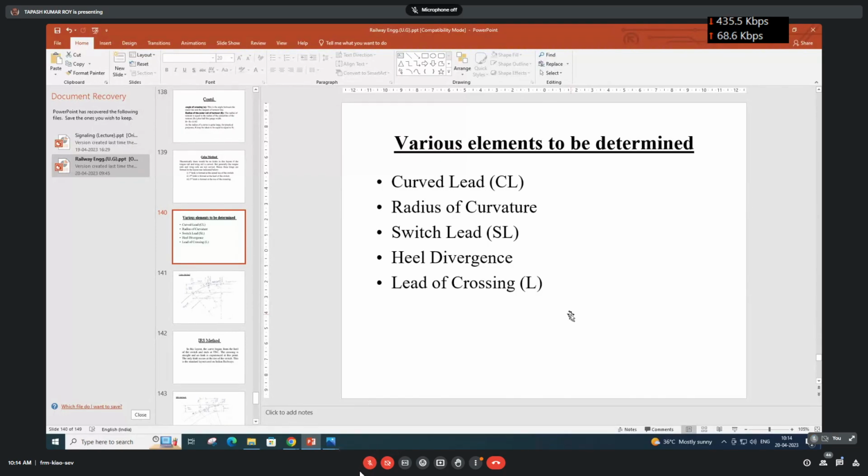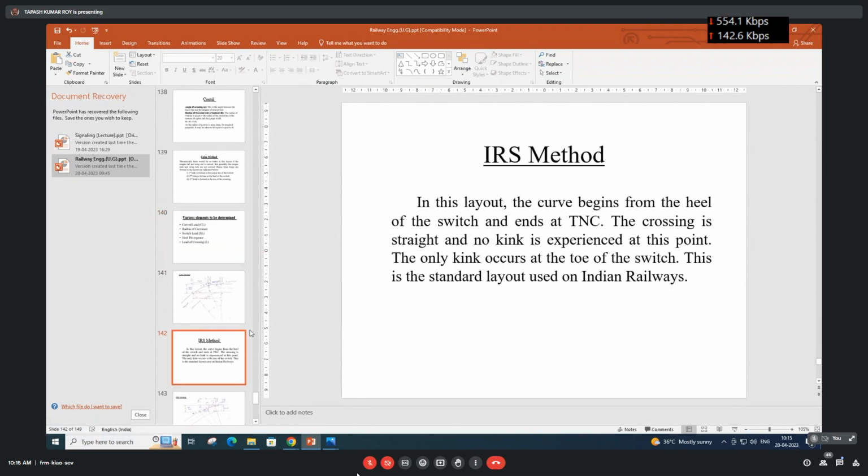Yes. Okay, fine. So by using this formula, we can easily find out the different elements. If the angle of crossing or the number of crossing is given and it is mentioned that the gauge is this type, then we can easily find out all the 5 items. In that case, we may consider the heel divergence like this, for which the Swiss lead will be held. Or if we consider Swiss lead, say 5 meter, then what will be the heel divergence? So this is the Coles method. Next we come to the IRS method.